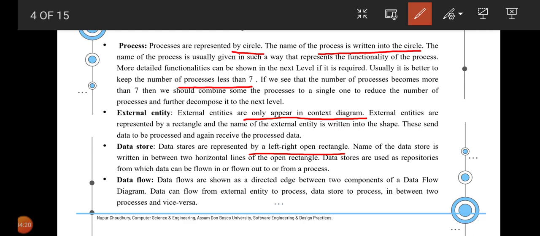The next important symbol is the data flow, which is basically an arrow or a directed edge between two components of the data flow diagram. The data flows from external entity to process, data store to process, in between two processes, or vice versa. So basically it's an arrow which will show the data flow from different positions to different locations.